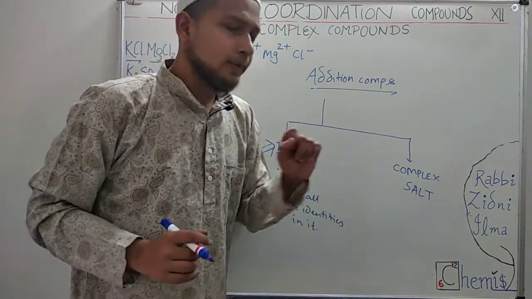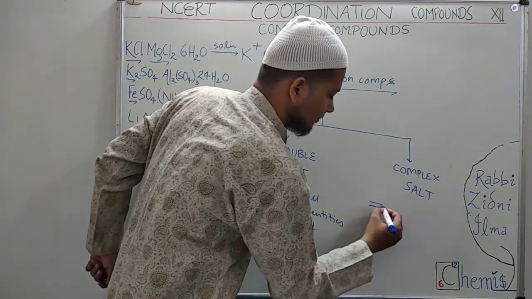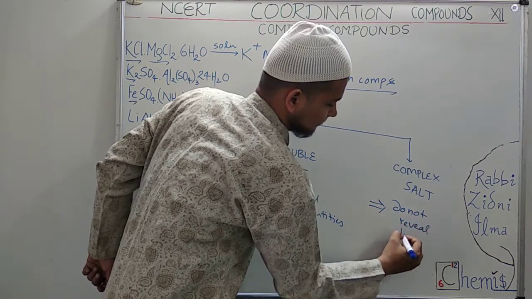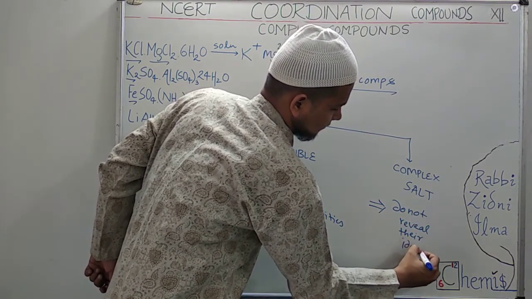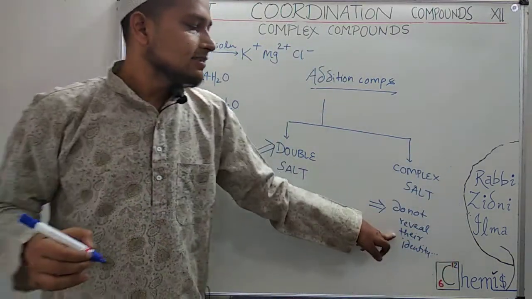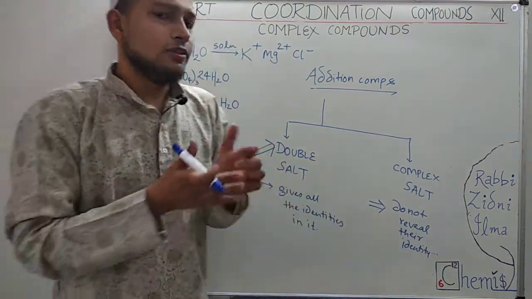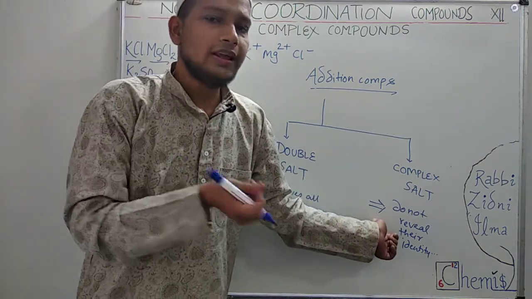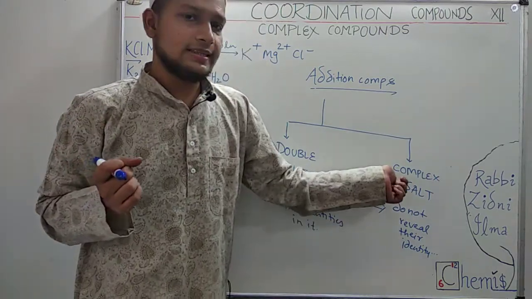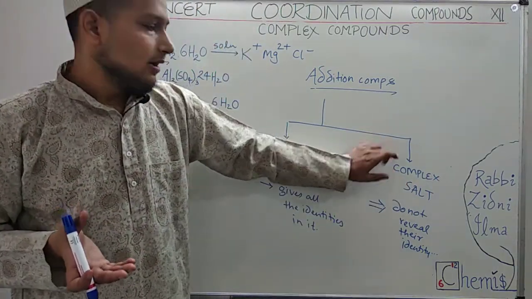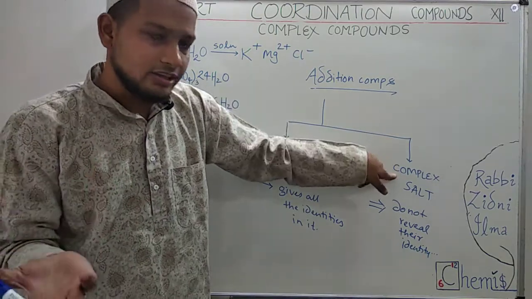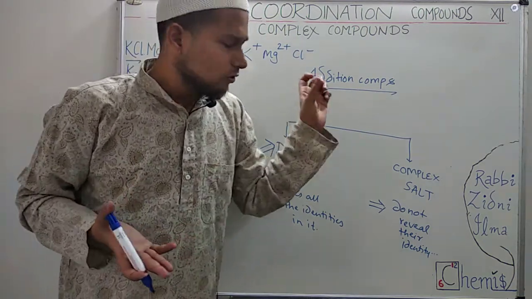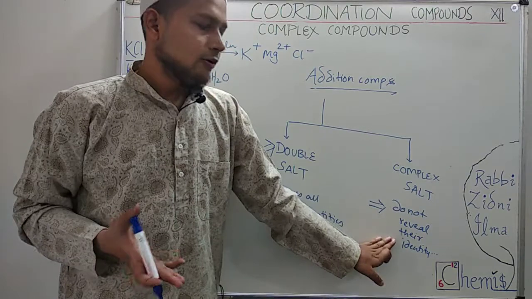Now moving on to the complex salt. These are the salts which do not reveal their identity. They will not give all the ions present in them. They do not respond to all the ions if we test them. These are called complexes. This is the term complex for that. And these are included in our chapter. The chapter will be coordination compounds or complex compounds. So I think you have a good idea about what complexes are. They will not reveal all the identities.